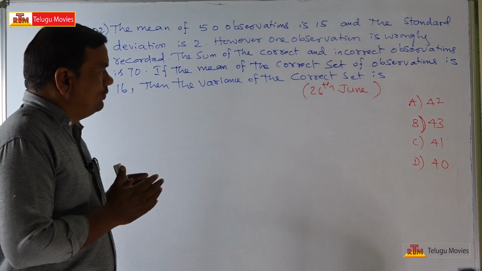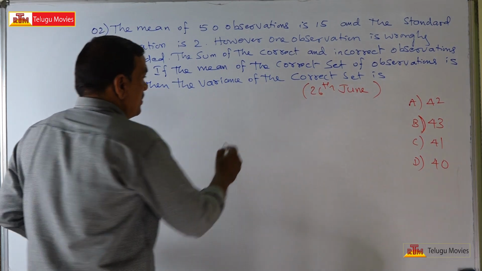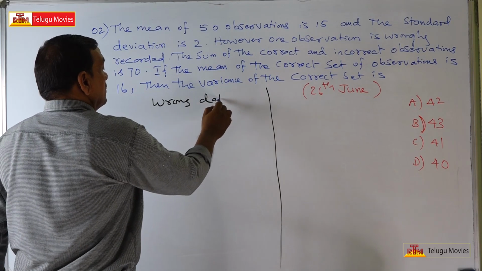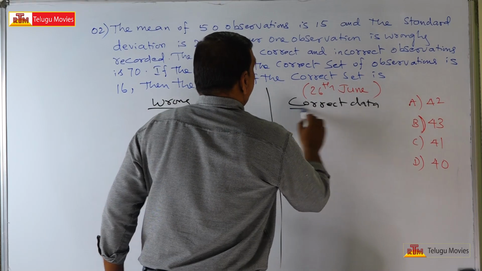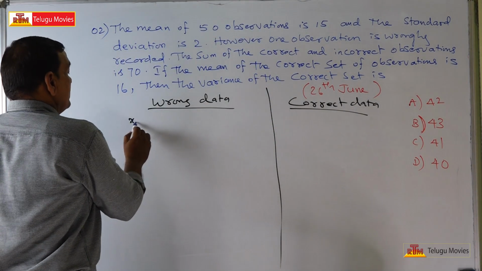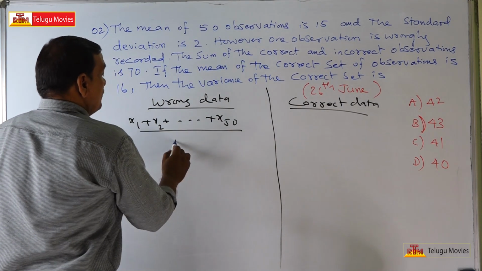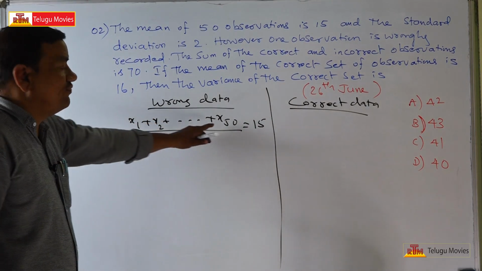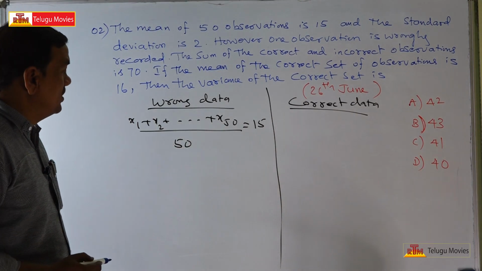First, divide the page into two parts. First write down the wrong observations, so this is the wrong data and this is the correct data. Let us see. The first one is the mean of 50 observations, that is wrong. That means (x1 plus x2 plus so on up to x50) by 50 is equal to 15. The mean of the 50 observations is the sum of the observations by the number of observations.